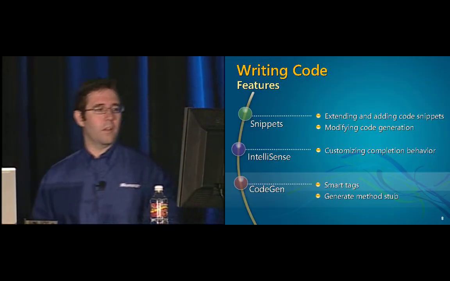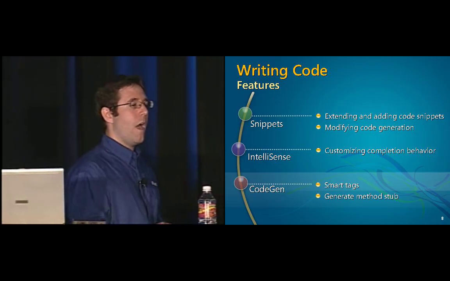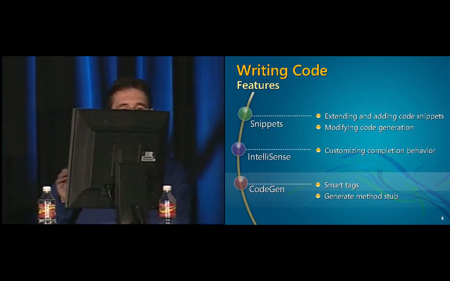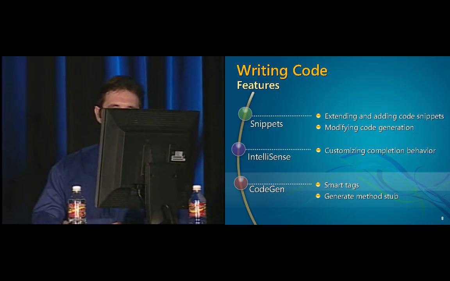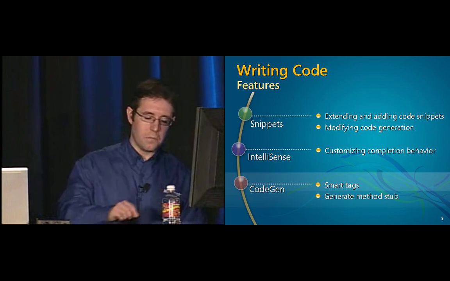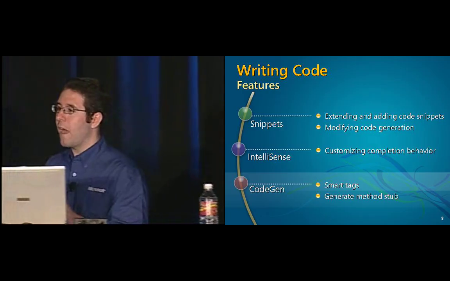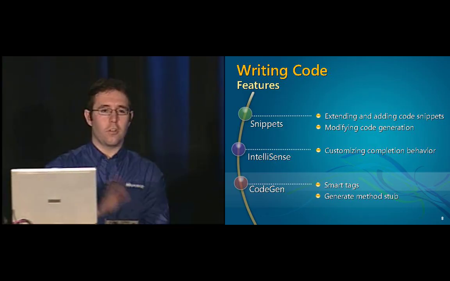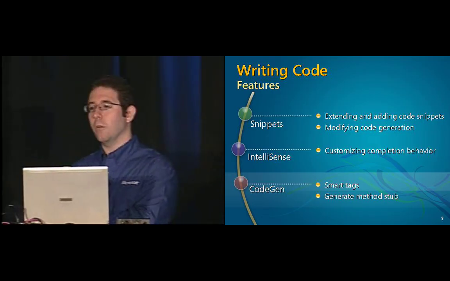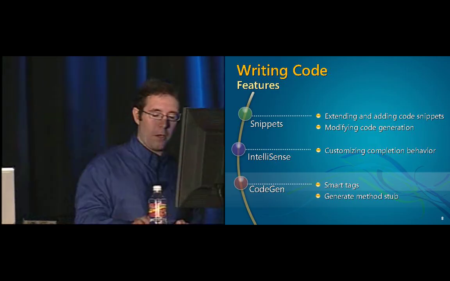Let's just review some of the stuff that we talked about. First thing, snippets. Completely extensible. You can add your own. The second thing is modifying code generation. Even though we use snippets for our code generation as well, you can modify those. The next thing we talked about was IntelliSense and customizing the completion behavior. And finally, some code gen stuff: smart tags, using control dot to invoke them, and generate method stub. The tip there is that in the case where you're writing new code, use generate method stub. In the case where you're refactoring existing code, use extract method. OK, so that's what I wanted to talk about with writing code.